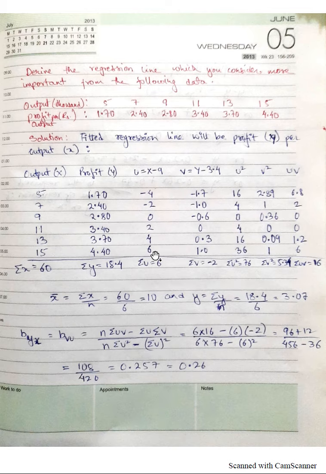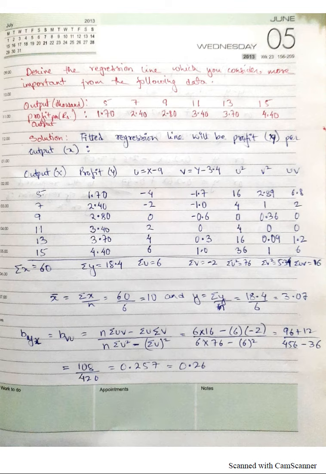You can subtract any value you want, that is your discretion and your decision. So we get u is equal to x minus 9 is equal to minus 4, minus 2, 0, 2, 4 and 6. We add this up, we get summation u is equal to 6. Now second, we take v as y minus, again we take this as one of the middle values, 3.40.